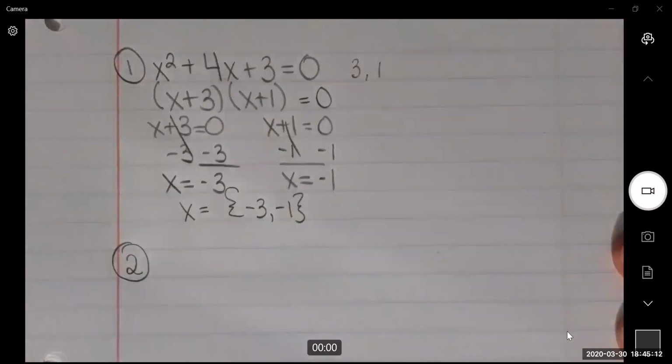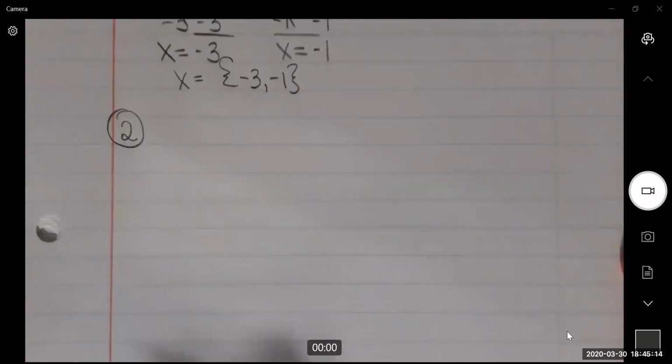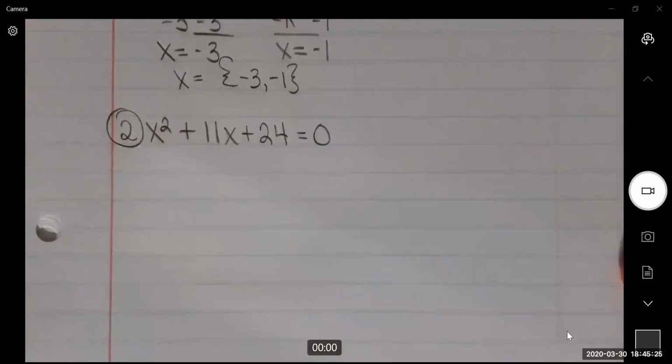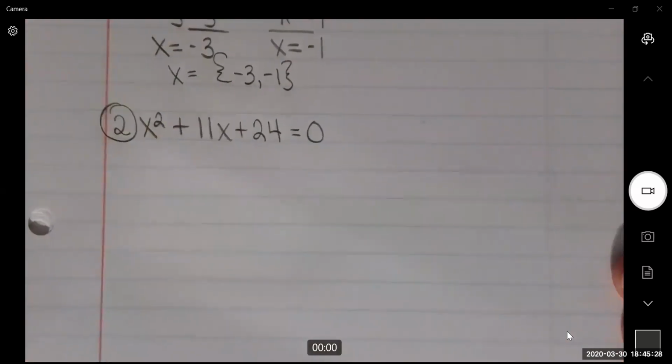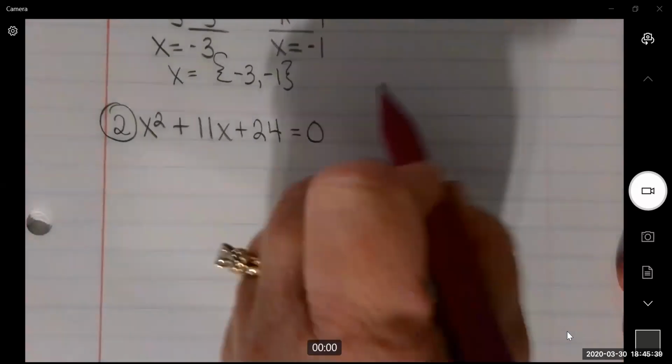All right, number 2. X squared plus 11x plus 24 equals 0. All right, so two factors of 24, they're going to give me 11. Well, we've got 1 and 24, that's not going to work. 2 and 12, that's not going to work. 3 times 8. So 3 and 8. If I add those, it's going to give me 11.